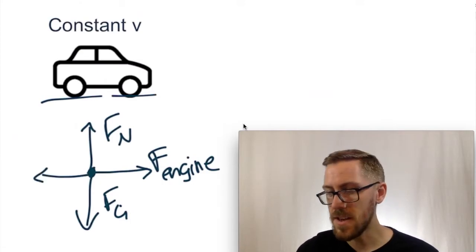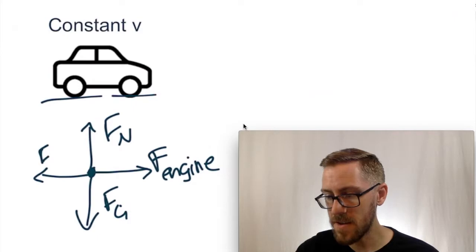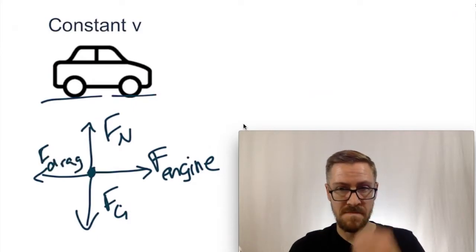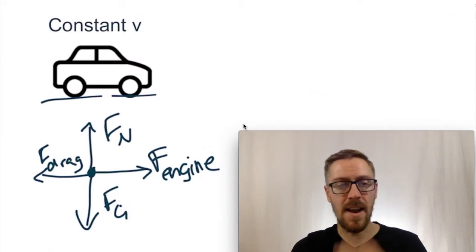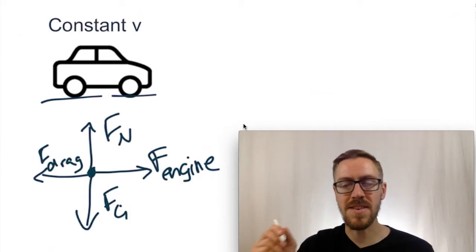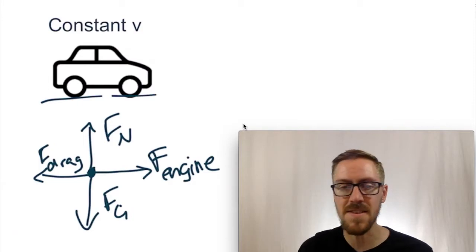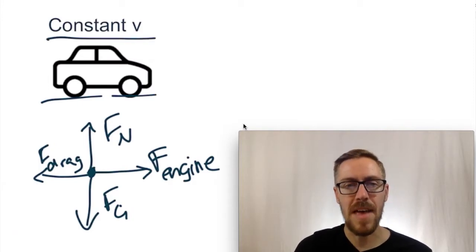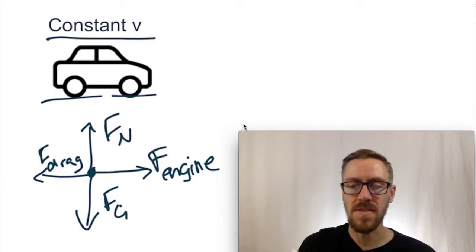That's the engine. So we'll call this F drag. That's our word for air friction. And so since this car has a constant velocity, since you see those magic words, constant V, that means all the arrows should be drawn the same length.